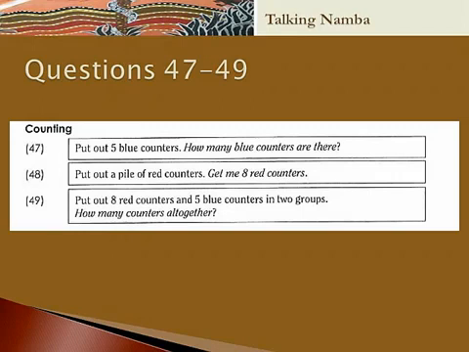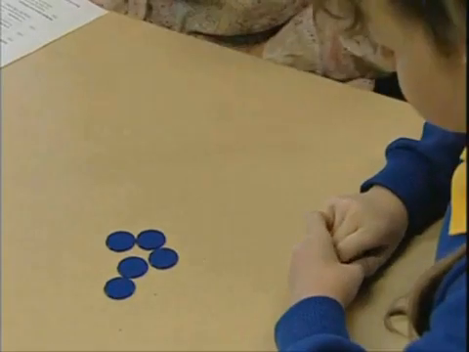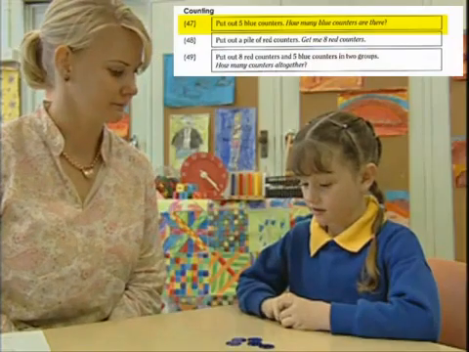Counting. Questions 47 to 49. Question 47. Place the group of 5 blue counters in an unplanned group, i.e. not in a line or in the dice pattern of 5. Don't count the counters when putting them on the desk. How many blue counters are there? 5.